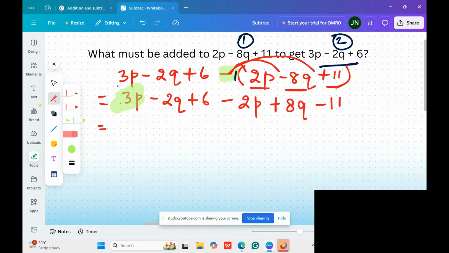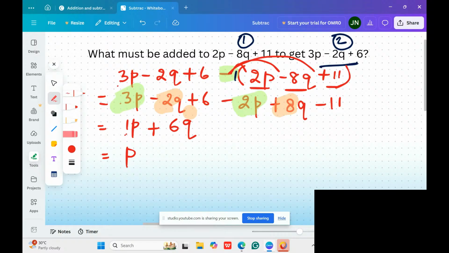So 3p, negative 2p. So we will get positive 1p. Now, do I need to write a 1 there? No, because 1 times p or 1 times any variable or a number will give you the same variable. So we will write it just as p. Now the second one, q. Let's take q. So negative 2q plus 8q will give you positive 6q. Okay, same sign add, different sign subtract. We will subtract the numbers and write the sign of the bigger absolute value.